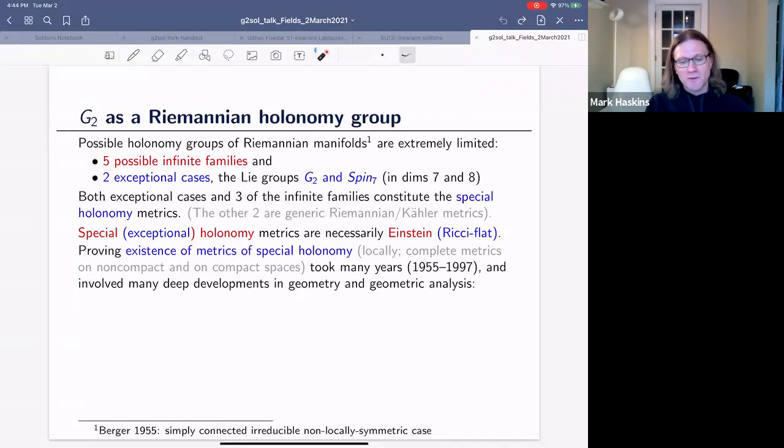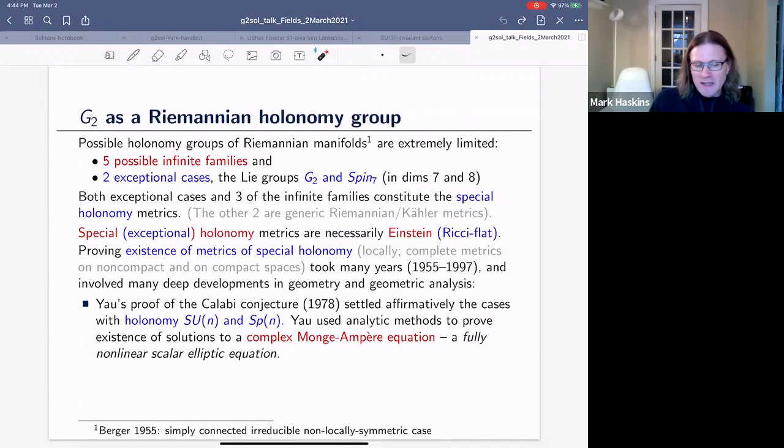Proving the existence of all the possible families of special holonomy metrics in various levels of generality, either as a local construction or complete metrics on non-compact spaces or on compact spaces, took most of the 40 years from the mid-50s to the mid-90s and involved some rather deep developments in geometry and analysis.